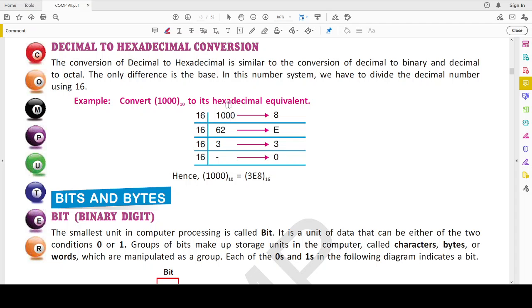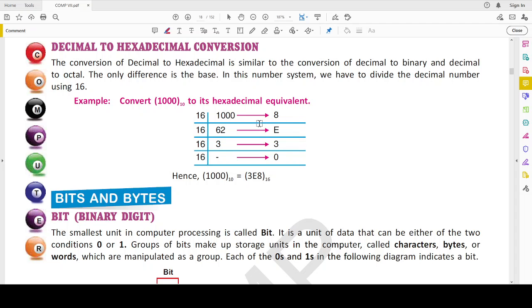The base of hexadecimal is 16. So the base with which we have to divide the decimal is 16. We want to convert it to hexadecimal, so we will divide it by 16 and get the remainder. What is the remainder? Write it in the down to up direction, in the reverse order.